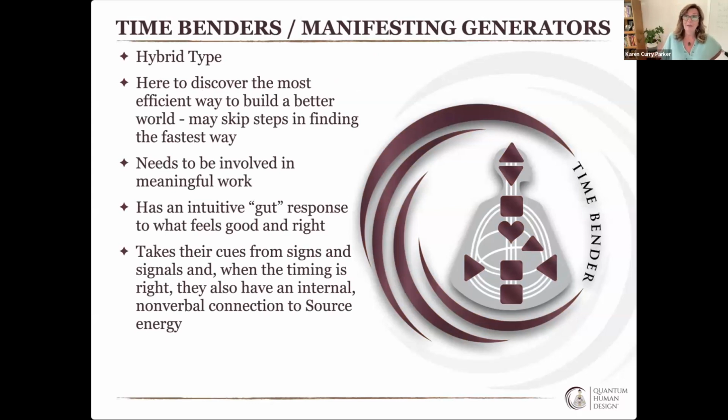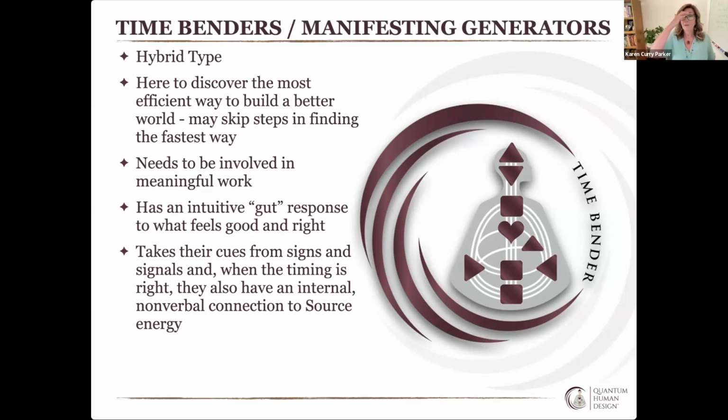Time benders are a hybrid type. Time benders are part alchemist, part initiator, or part generator, part manifester. So the time bender has built into them that internal nonverbal creative flow, just like the initiator type. And they also have that responding quality, that defined sacral, that red square on your chart that says they're here to do meaningful work. They're here to respond to life. They're here to become experts and builders.